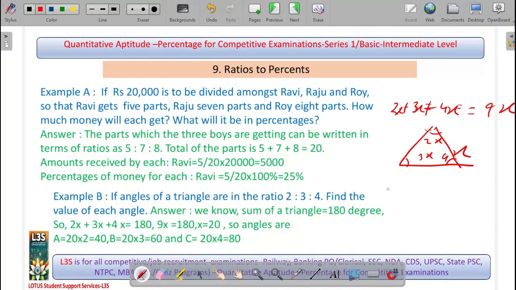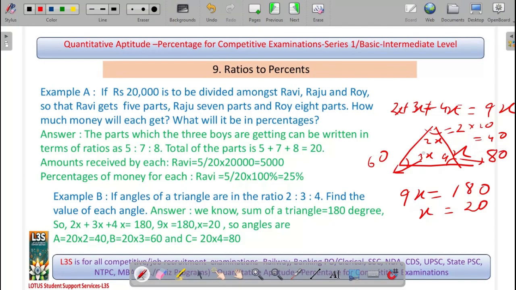This is 9x. Now the sum of the angles of a triangle is always 180 degrees. So x will be 20. So 2x will be equal to 2 into 20, that means 40. Now here 3 into 20, this will be 60. This will be 4 into 20, this will be 80. So the angles will be 40 degrees, 60 degrees and 80 degrees. Okay.